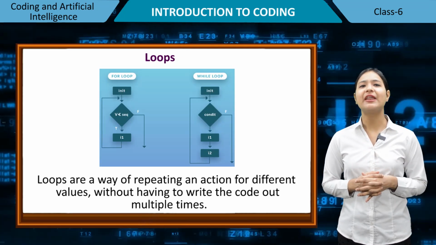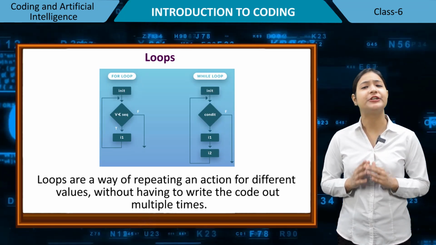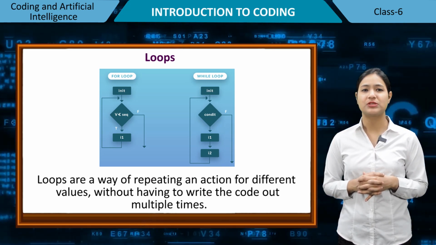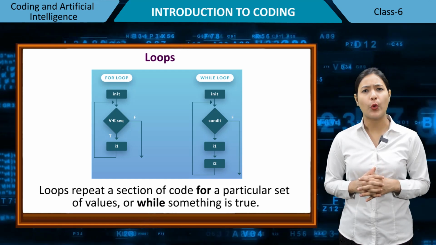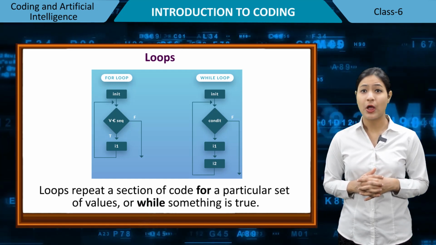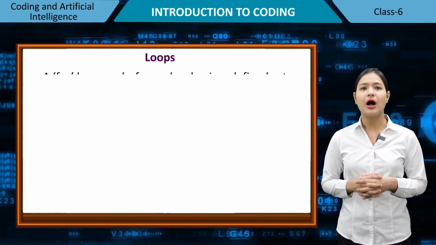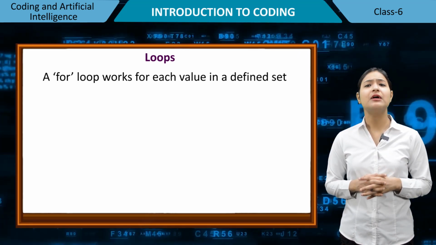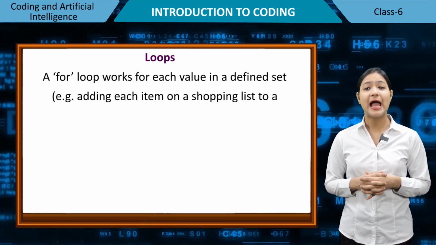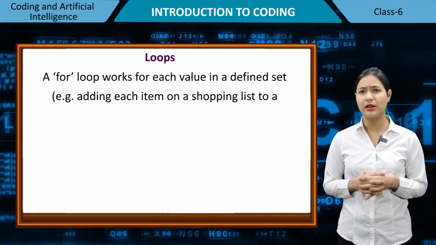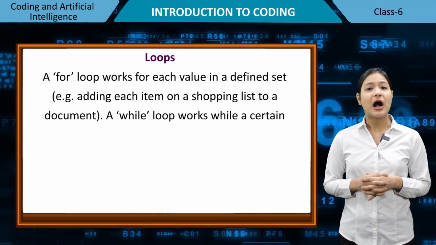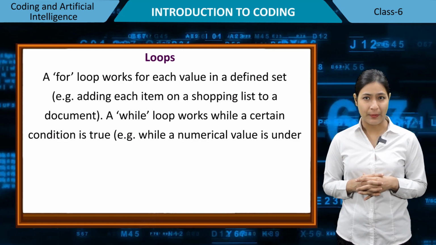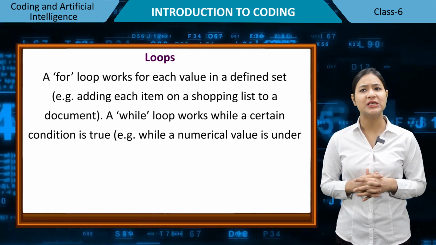Loops. Loops are a way of repeating an action for different values without having to write the code out multiple times. Loops repeat a section of code for a particular set of values or while something is true. A for loop works for each value in a defined set. Example, adding each item on a shopping list to a document. A while loop works while a certain condition is true. Example, while a numerical value is under 10.